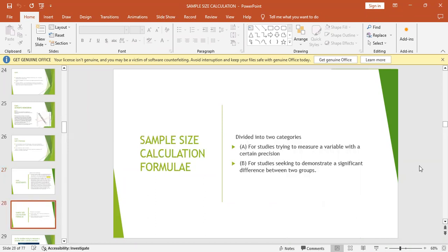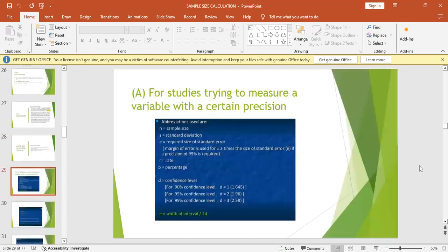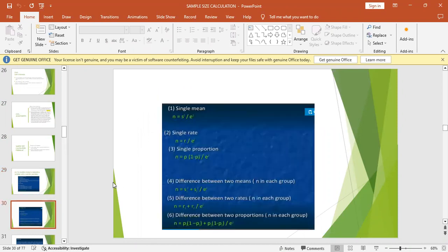Now the sample size calculation formulas. These are divided into two categories: the first is for studies trying to measure a variable with a certain precision, and the second is for studies seeking to demonstrate a significant difference between two groups. Now for the studies trying to measure a variable with a certain precision, these are the abbreviations, where n is the sample size, s is standard deviation, e is the required size of the standard error, r is the rate, p is the percentage, and d is the confidence level.